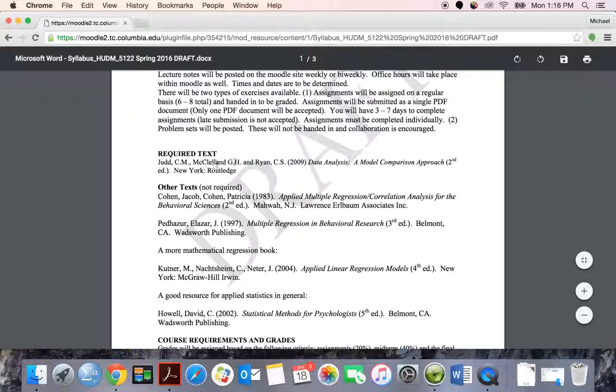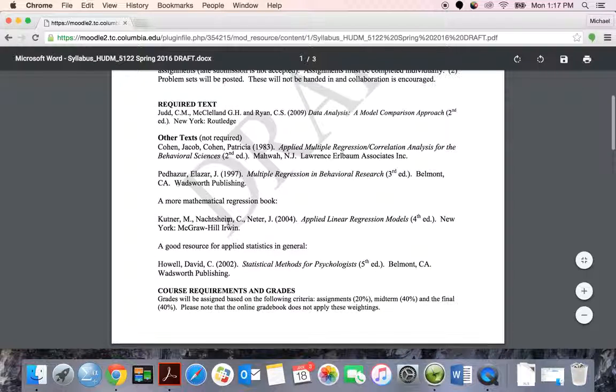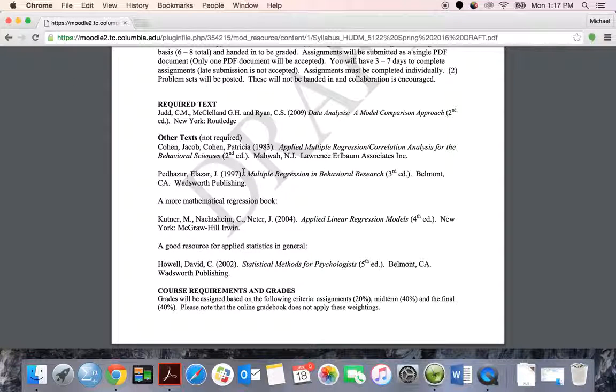The text is Judd McClelland. It uses a model comparison approach that I like, and that is pretty generalizable to some other statistical methods and techniques. There are some other textbooks here. None of them are required, but if you want to use them, they are here. The Pedhazur book is one of my favorites, but it is a bit challenging from a notation standpoint, I'll admit that. If you're looking for a mathematical regression book, the Kutner book is probably the most well known and also most widely used. It requires a pretty strong understanding of calculus, but it's a great book.